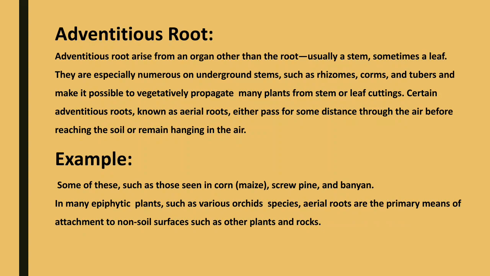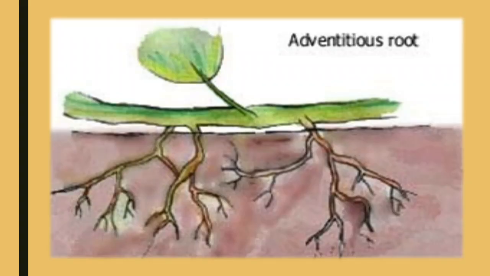Certain adventitious roots known as aerial roots either pass for some distance through the air before reaching the soil or remain hanging in the air. Examples are maize and banana roots. Many epiphytic plants have aerial roots. You can observe here the adventitious roots arise from the rhizome.